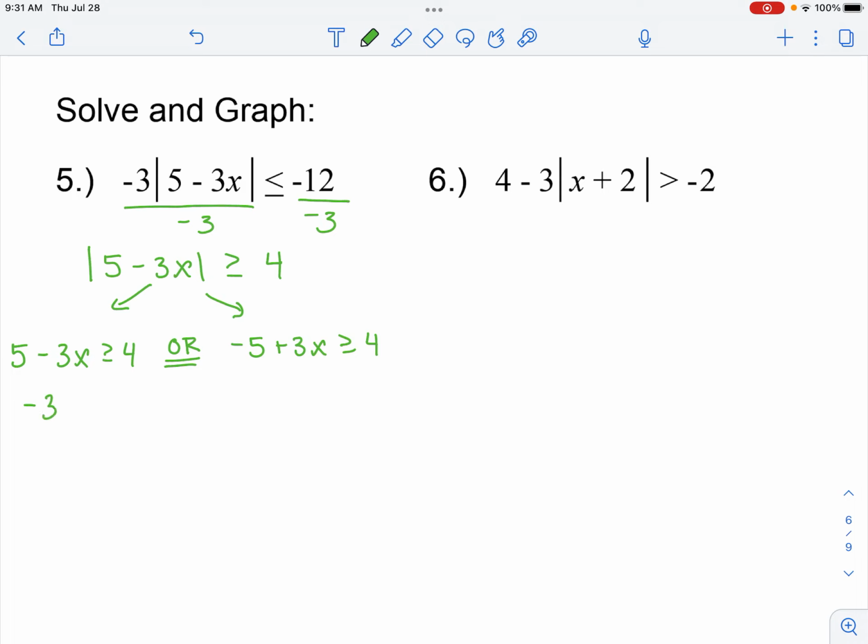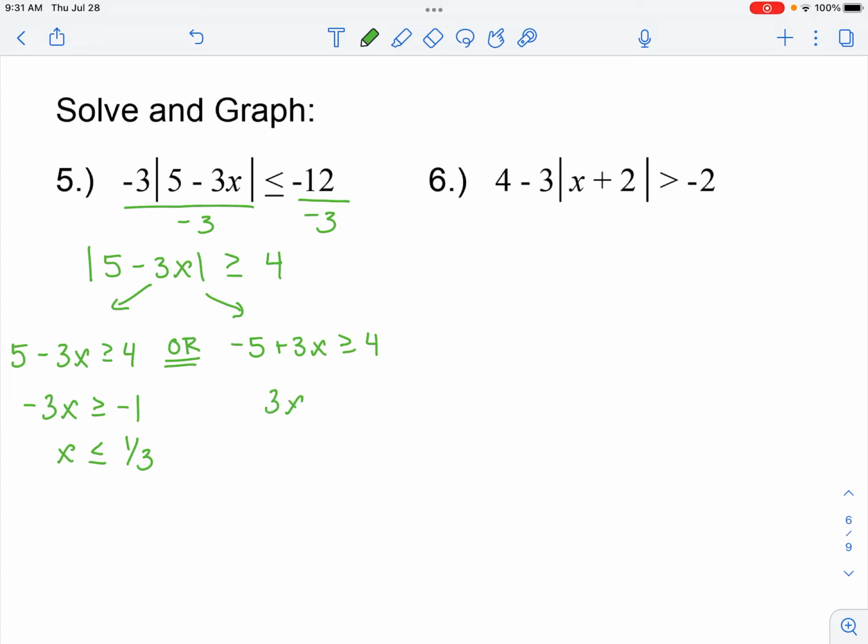Now I want to solve each of them. Over here on the left, I have -3x is greater than or equal to -1. And I'm going to divide out the -3 to get x. I'm dividing by a negative, so I flip it around, and I'm going to get +1/3. Negative over a negative is a positive.